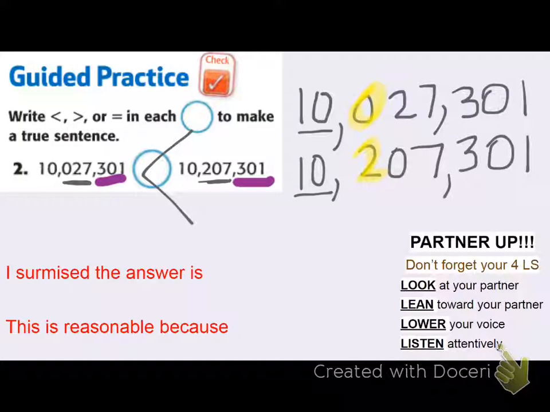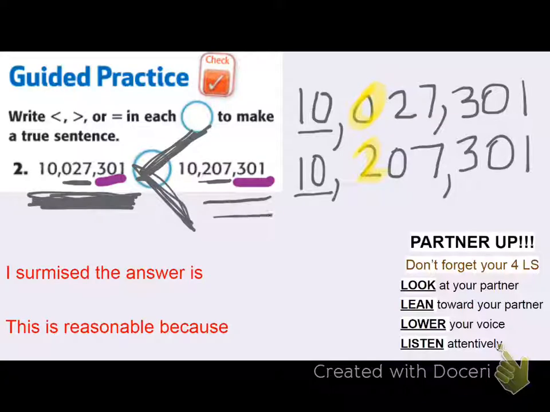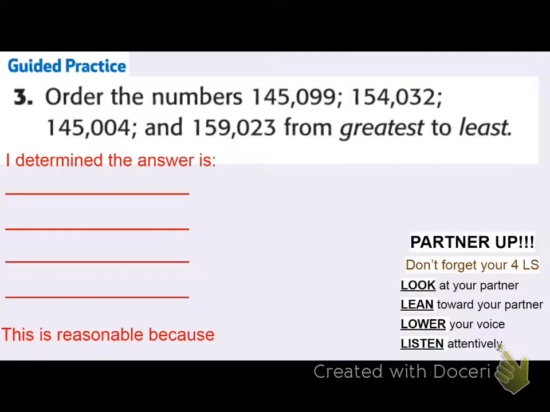So I surmise the answer is 10,027,301 is less than, has a smaller value than 10,207,301. I know this is reasonable because 200,000 is greater than none in the 100,000 place.